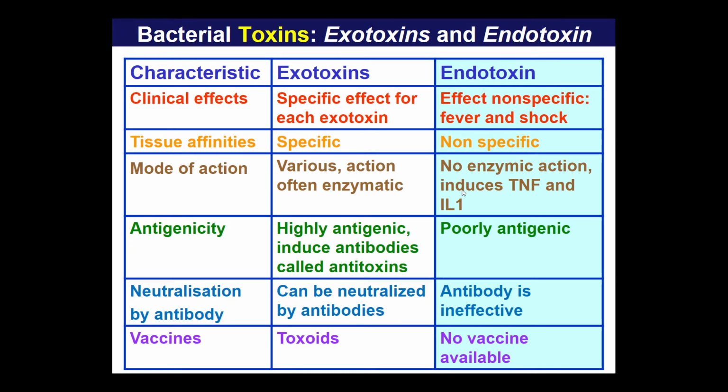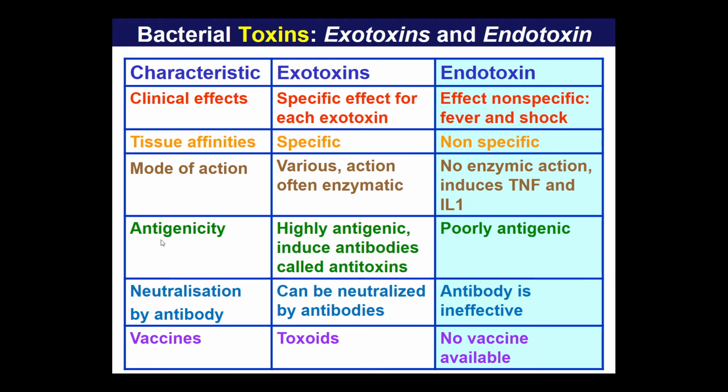They induce production of tumor necrosis factor and interleukin-1 and some other cytokines by immune cells. And this hyperproduction of these pro-inflammatory cytokines causes fever and inflammation. In contrast, tetanospasmin, the Clostridium tetani toxin, causes, for example, spastic paralysis without increasing the body temperature and without inflammatory reactions. Exotoxins are proteins and endotoxins are lipopolysaccharides.